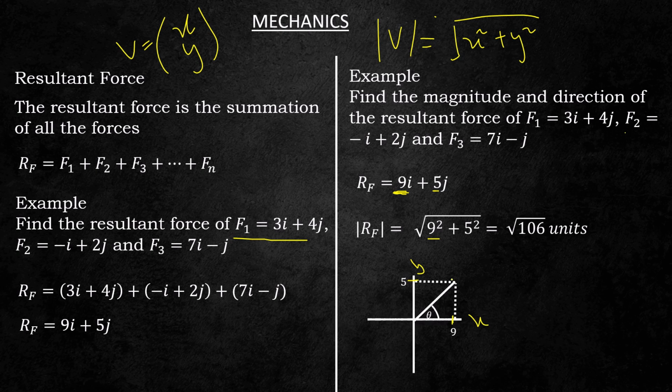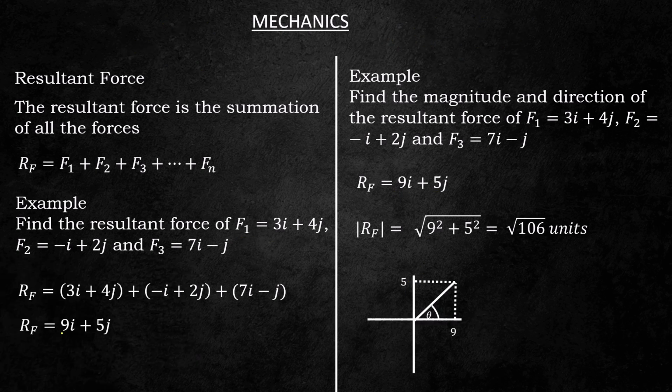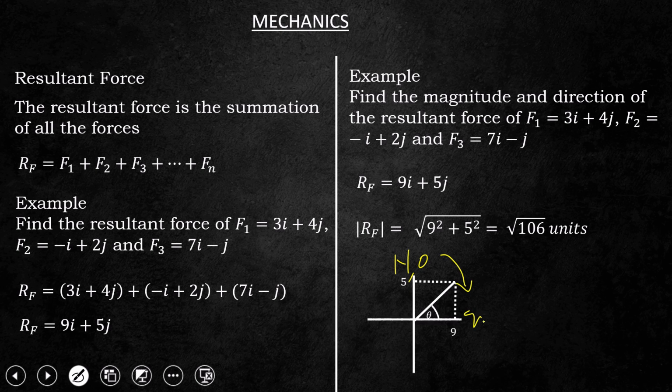So I draw a vector that intersects at this point over here. Then I find this angle. Remember that anytime you are calculating the angle of a bearing, we always start from the north. The north is always 0 degrees, and we go in the clockwise direction. So this is 0, this is 90, this is 180, this is 270.